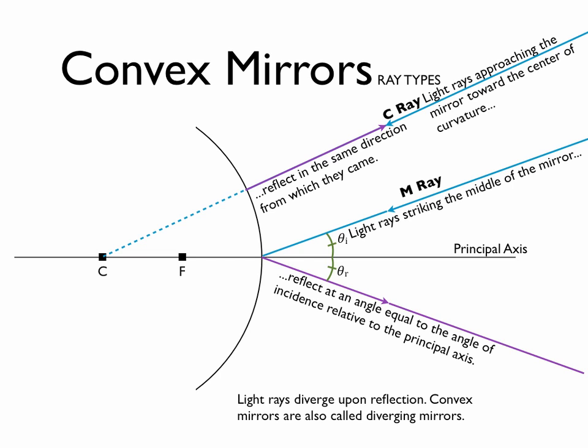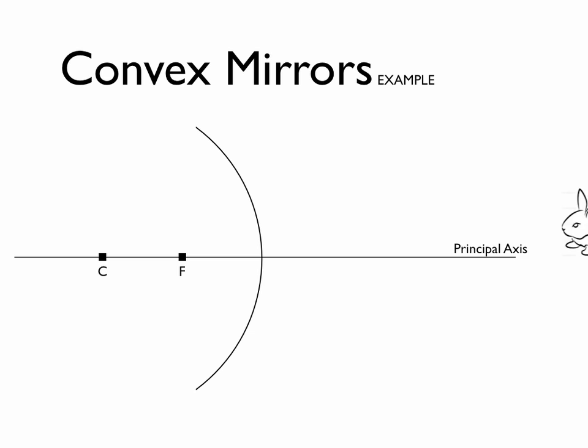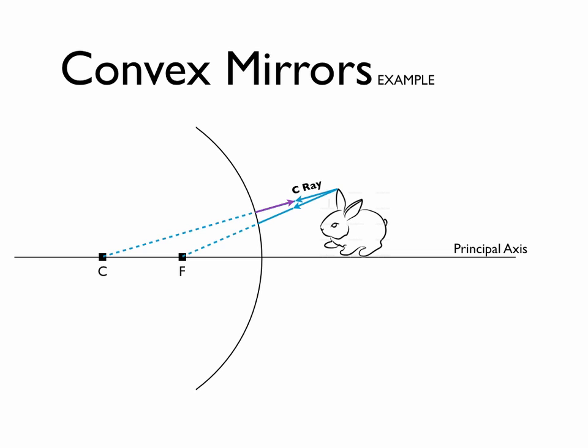Let's look at an example with convex mirrors. I brought my rabbit along for this example as well, and I'm going to start with a ray from the tip of the rabbit's ear towards the center of curvature. That's the C ray. This is really the easiest one to draw because it just reflects back in the same direction from which it came. The other ray I'm going to draw is the F ray, and upon striking the surface of the mirror, it reflects back parallel to the principal axis.